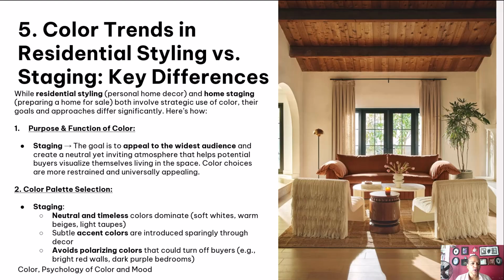So color trends again. For staging, the purpose is to appeal to a wider audience. So again, I have this really neutral background. The furniture can be a little bit exciting. I like these chairs that have the fringe on the back, but they're sort of an off-white, so they aren't pulling in any particular color. So again, avoid prioritizing color when you're staging.